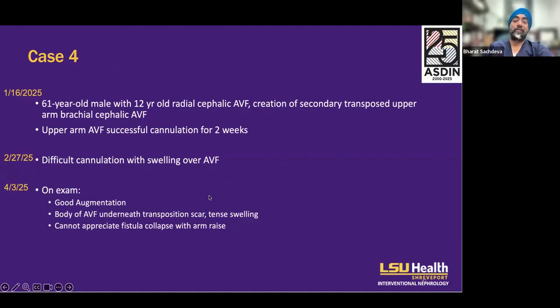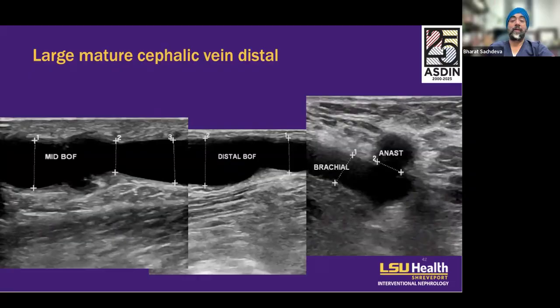And there seems to be a pretty dense edema around it. The fistula cannot really be palpated, and we cannot see whether it's collapsing under the thing. So when you do an ultrasound, it looks really good. The anastomosis looks good. The brachial artery, so the distal part of the fistula, looks good.